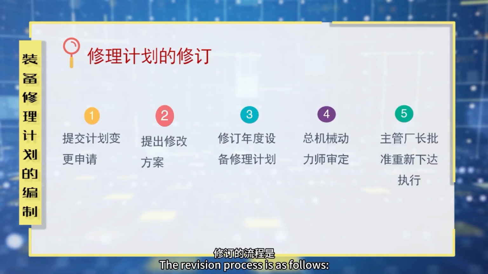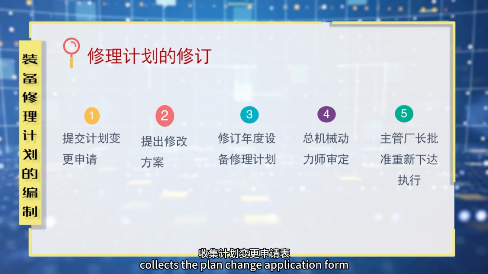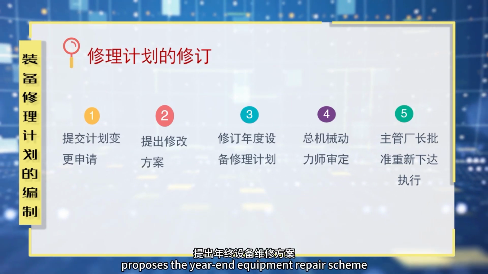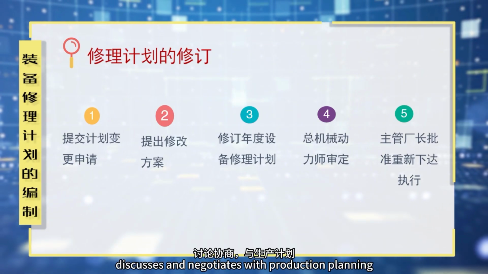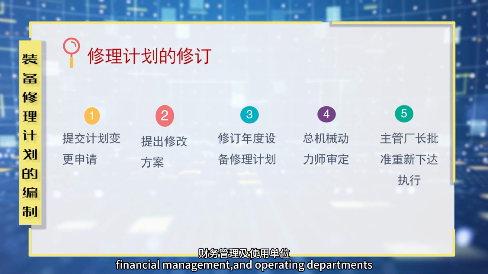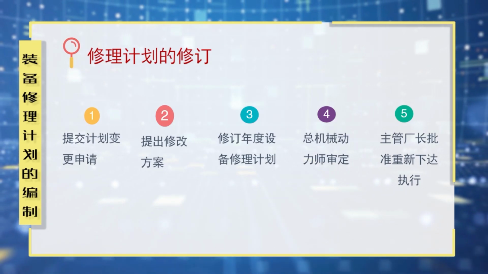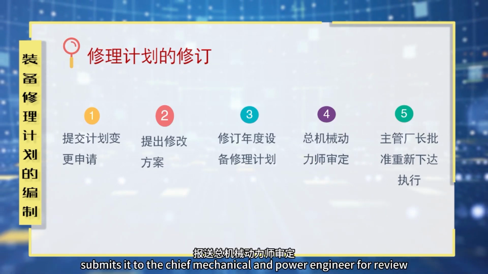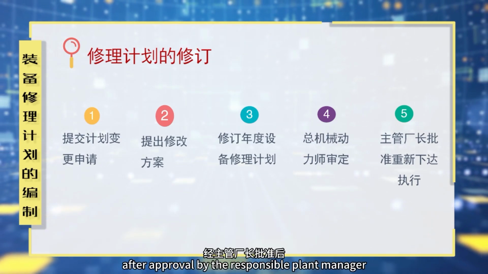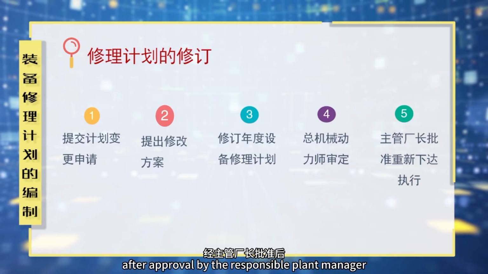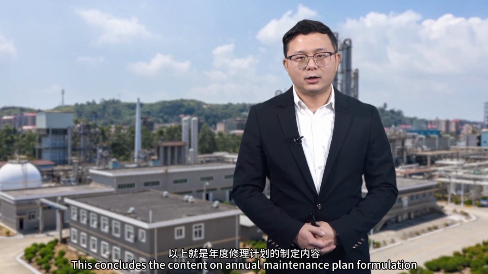The revision process is as follows. The Equipment Management Department collects the plan change application form, proposes the year-end equipment repair scheme, discusses and negotiates with production planning, financial management, and operating departments, formulates the annual maintenance plan, submits it to the chief mechanical and power engineer for review, and reissues it for execution after approval by the responsible plant manager. This concludes the content on annual maintenance plan formulation.